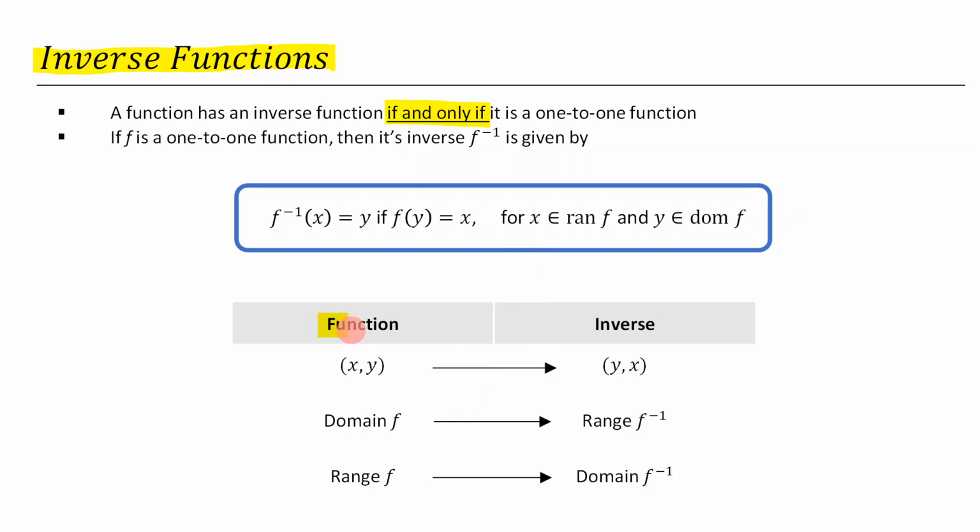So, if we have a function, we have coordinates x and y. If we want to find the inverse function of it, we're simply going to swap the x and y positions. And by doing that, what's now going to happen? Well, my domain of f, which remember consists of all my x values, now that my inverse has swapped the x and y positions, is going to be the range of the inverse. And so too, my range of f is now going to be the domain of the inverse function.